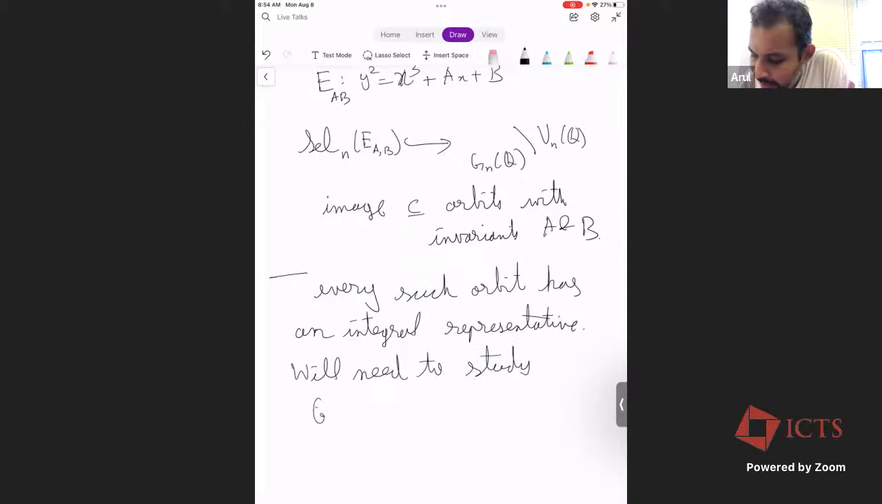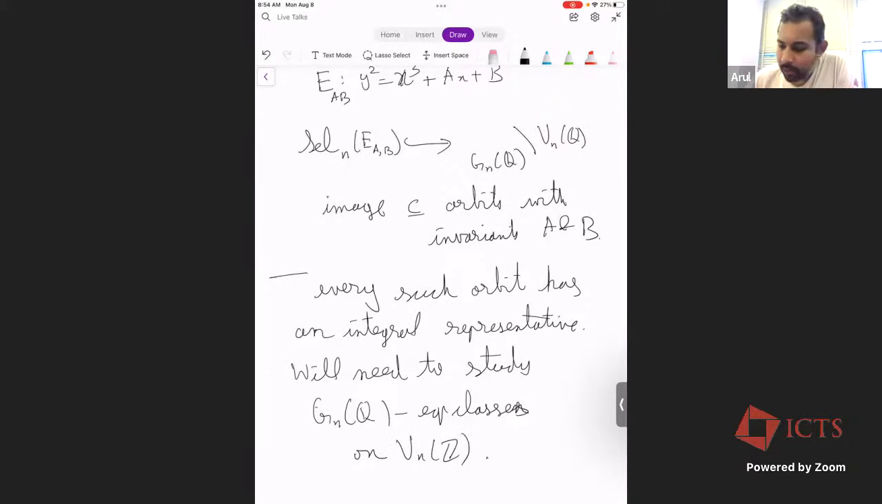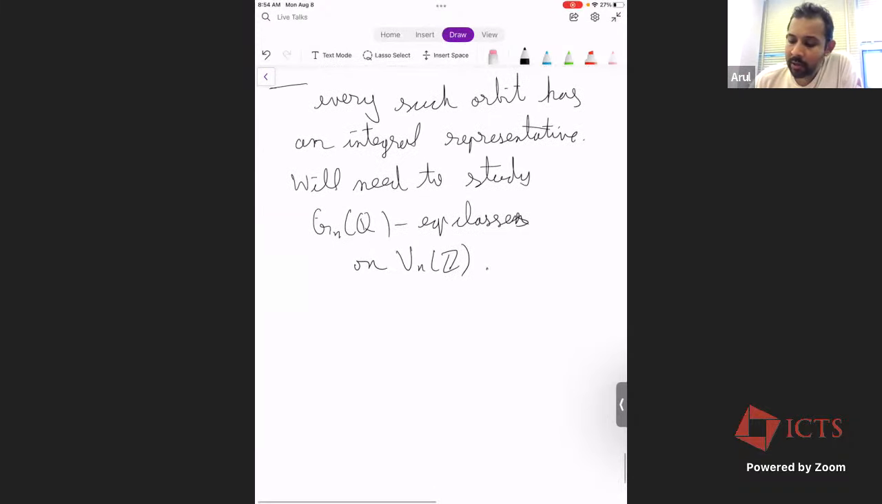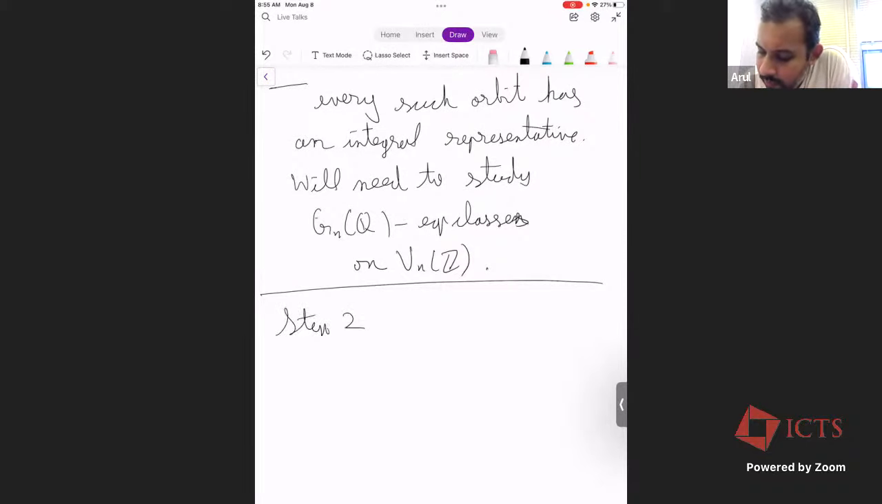So we'll need to understand GnQ equivalence classes on VnZ, which is a much easier question than understanding GnQ orbits on VnQ, because there are too many Q points. But VnZ is a nice lattice. So step 2, so 3 lectures left, 3 steps in the proof. Step 2 is the counting step.